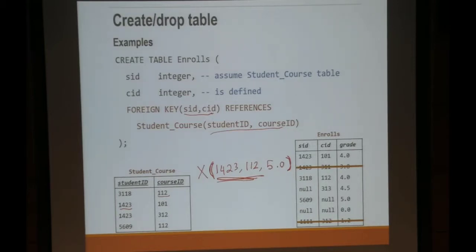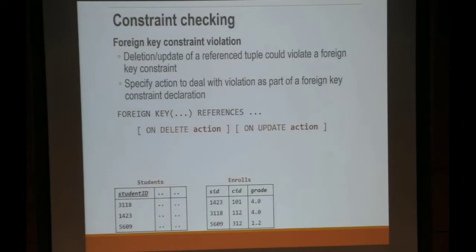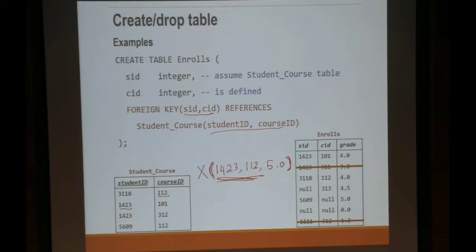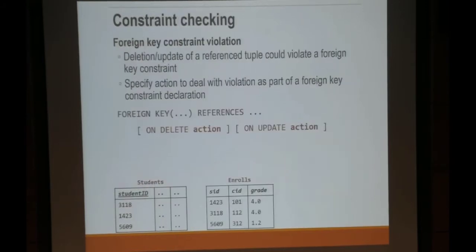Okay, so when you have this foreign key constraint, when you update the table, there can be violations. When you insert something, there can be violations. So that's what we have been doing. If we try to insert this tuple into this table, there is a violation. We cannot insert. But if you try to modify the student table, we may accidentally create a violation. For instance, if I change this to 3119, then this row violates the foreign key constraint.